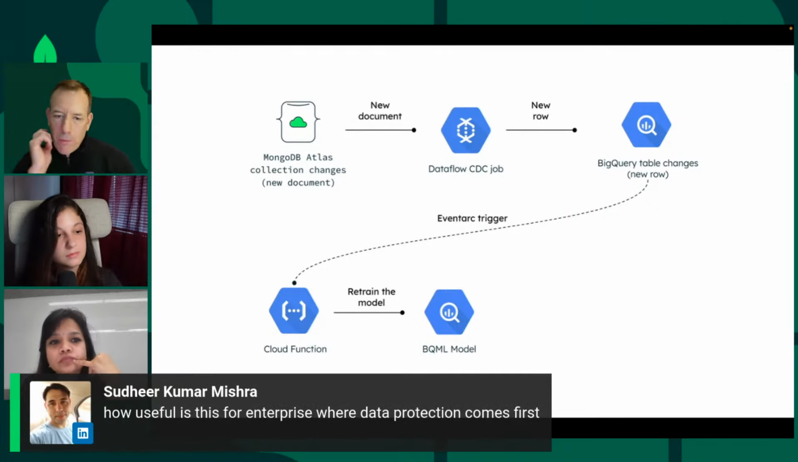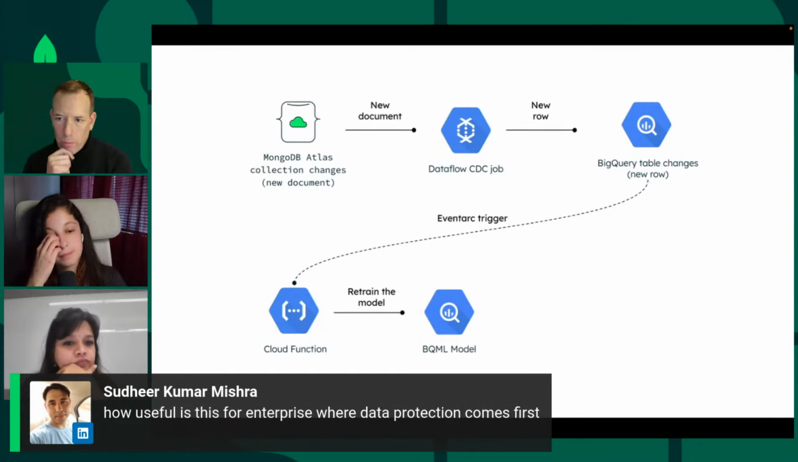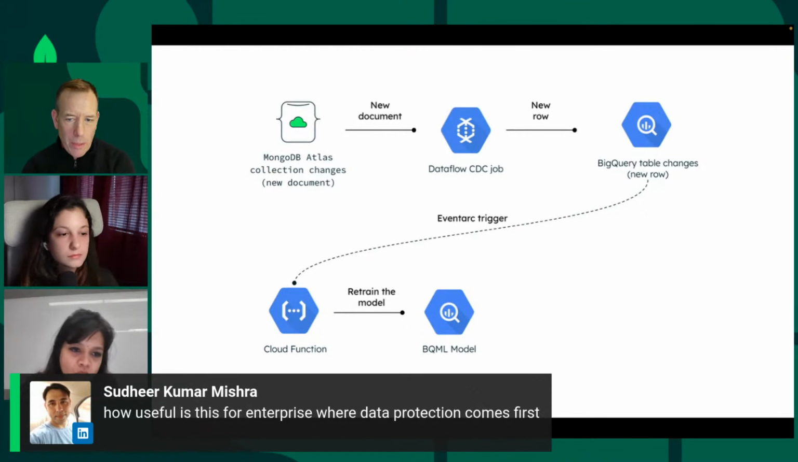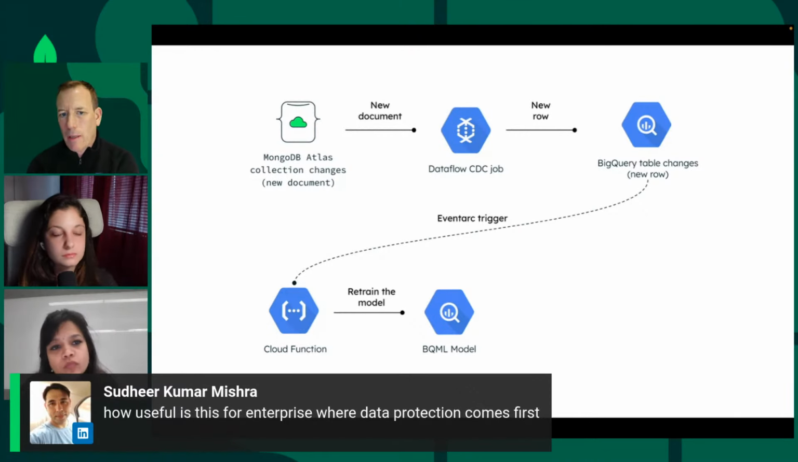Okay, I think we have a relevant-ish question from our viewers, which was, how useful is this for enterprise where data protection comes first? But I think you kind of cover that, Mira, because we're not passing everything across. We're only taking a subset of the data. So data protection obviously can be how you decide what that subset is. You don't have to pass everything. Is that correct? Yeah, definitely.